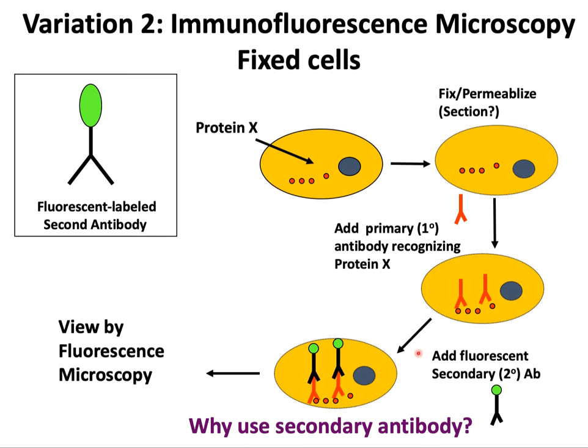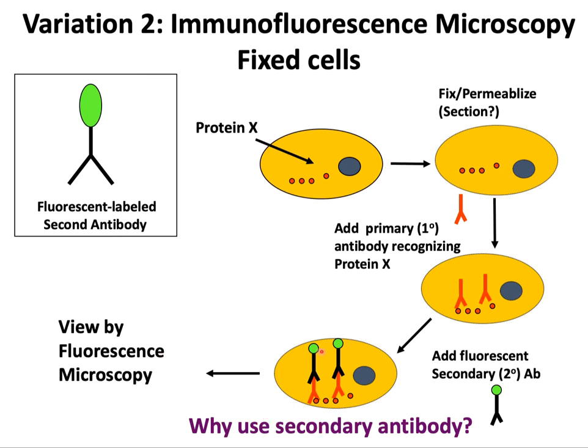The second unique feature of the secondary antibody is that it is covalently bound to a fluorophore such as fluorescein. So you add the secondary antibody and it binds to the primary antibody, which is binding to protein X, and it will light up those proteins in the cells. Then you can visualize the cells or the tissue specimen with fluorescence microscopy.